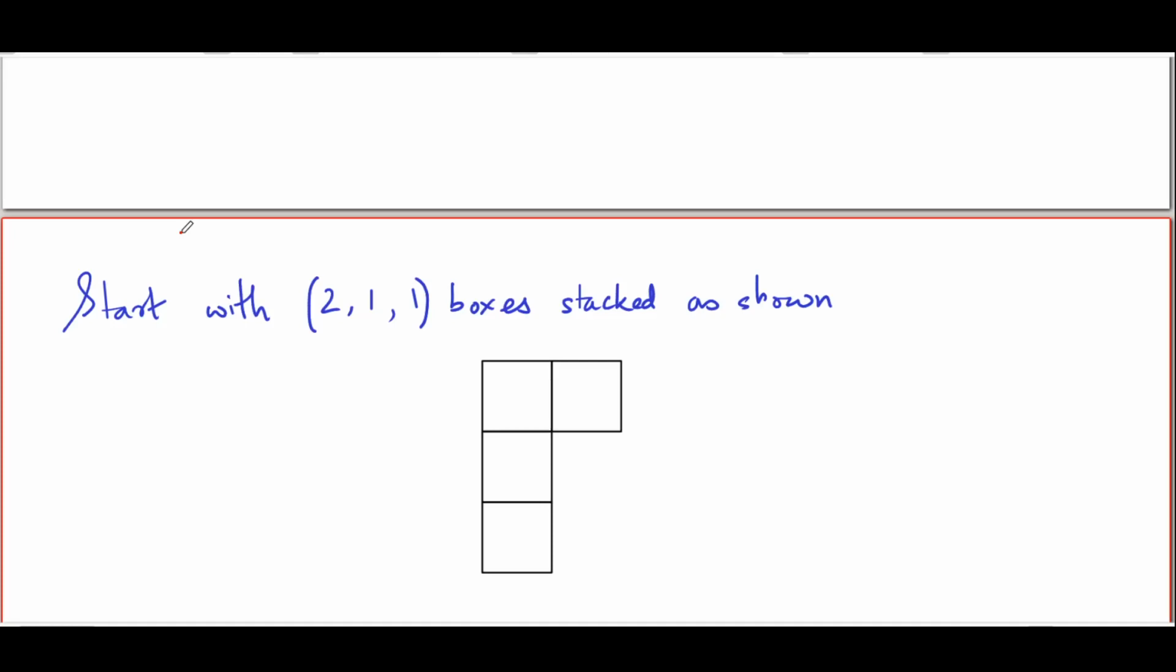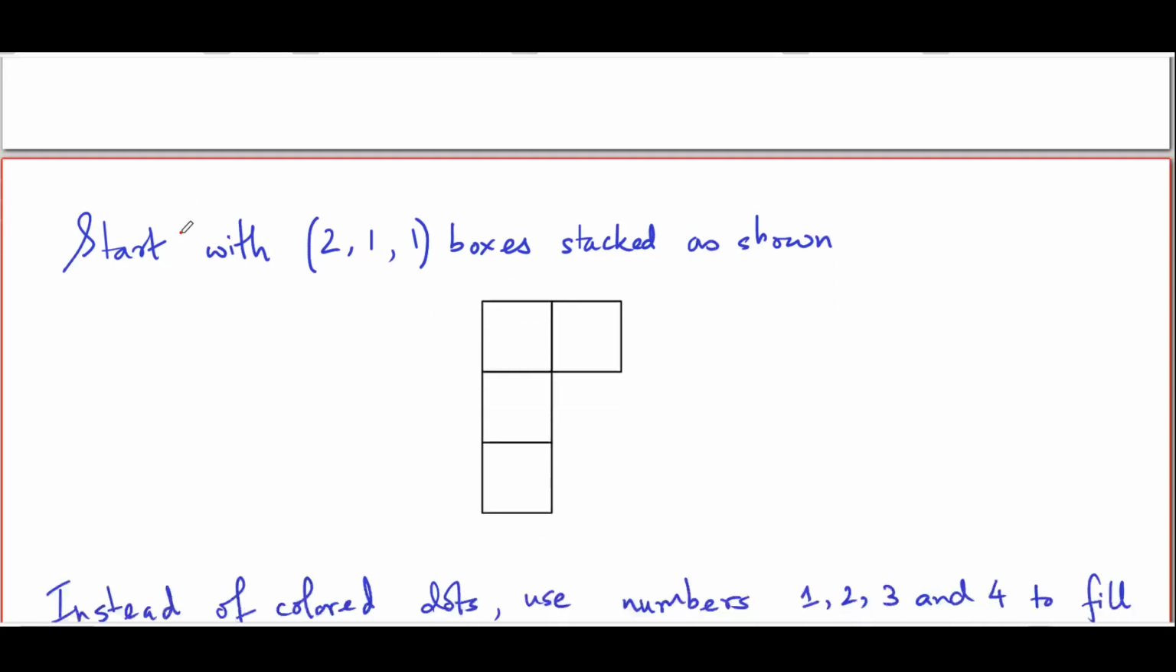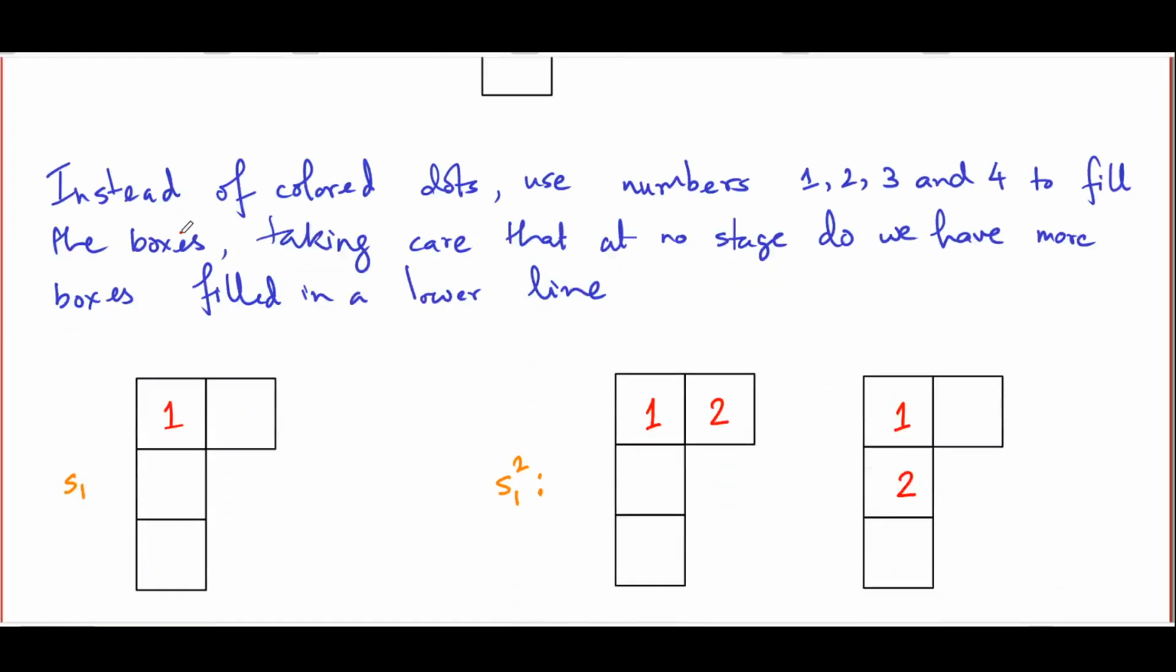The next change that I'm going to make is instead of using colored dots, I'm just going to use numbers 1, 2, 3 and 4. 1 will signify the choices when you do the first multiplication by S1, 2 when you multiply by S1 again, and so on. So here, let's do this in steps. When we multiply by S1, there's only one possibility. This corner box has to be filled up because you can't put a 1 anywhere else. If you did, you would actually end up with more dots in the lower row than in the upper row.